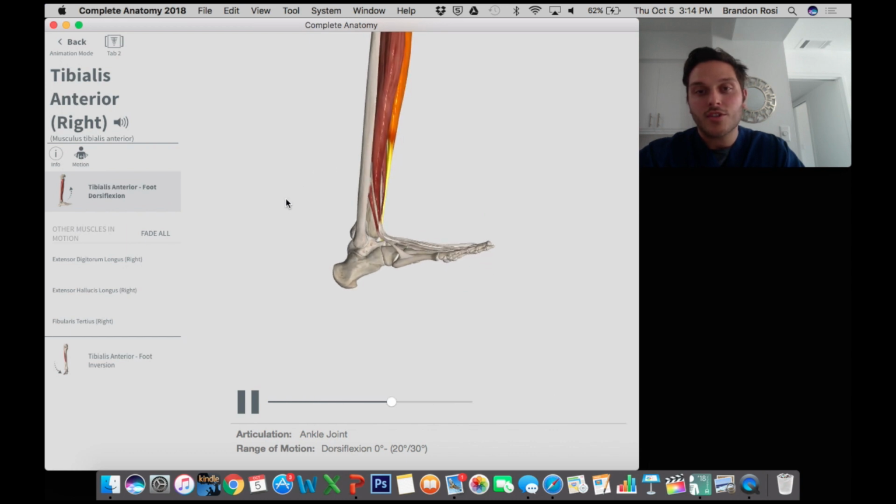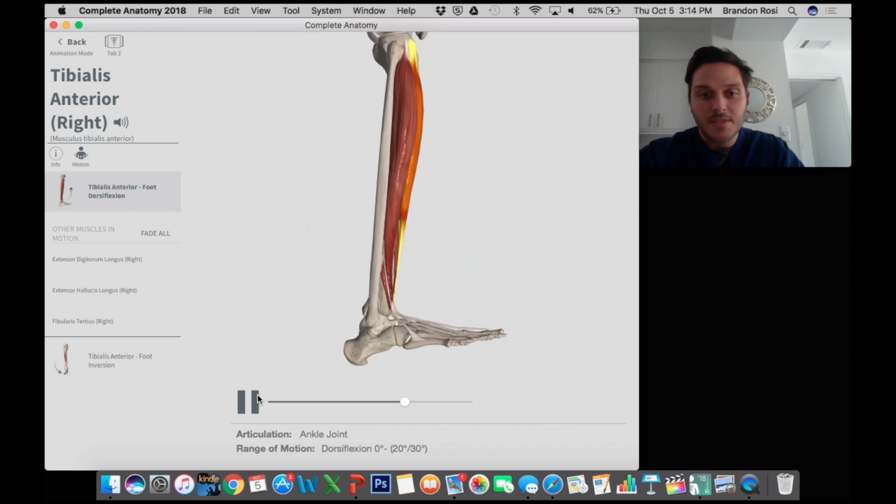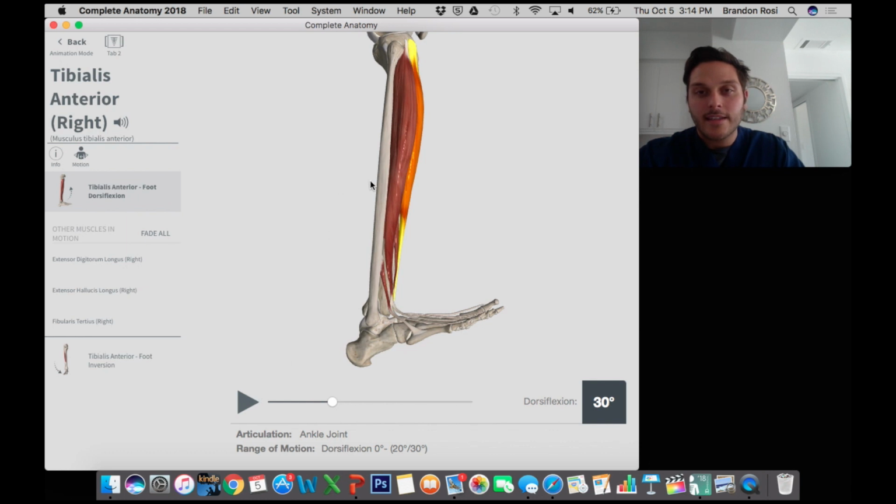And the reason I wanted to show this is so you understand that as this tibialis anterior muscle is turning on, or essentially activating and doing its job, this posterior triceps surae complex, the soleus and the gastrocnemius, are actually going to turn off.